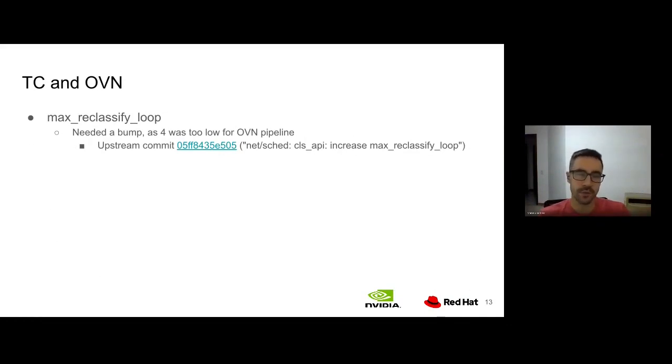And TC and OVN, TC was mainly used on simpler data paths, and it has a loop protection. It has a limit on how many times it can recirculate and match on a packet. It was set to 4, but when we added OVN on top of it, it became clear that 4 is not enough anymore, and it got bumped to 16.